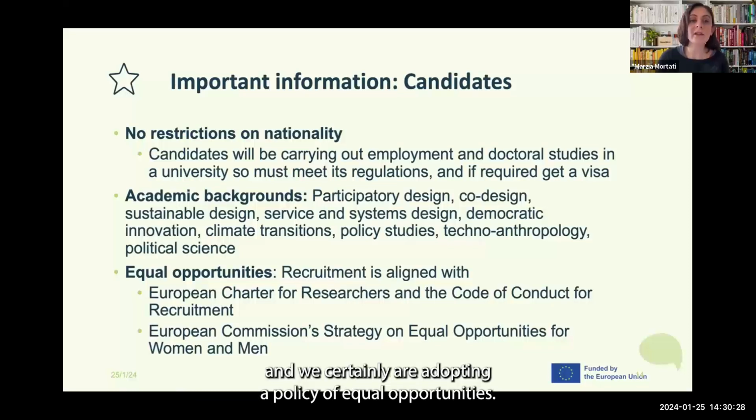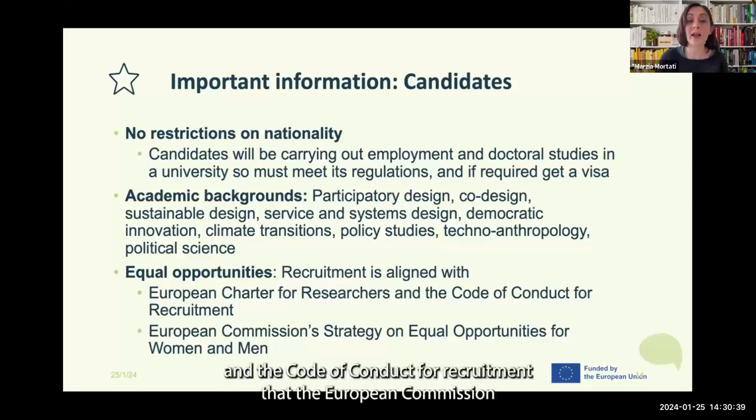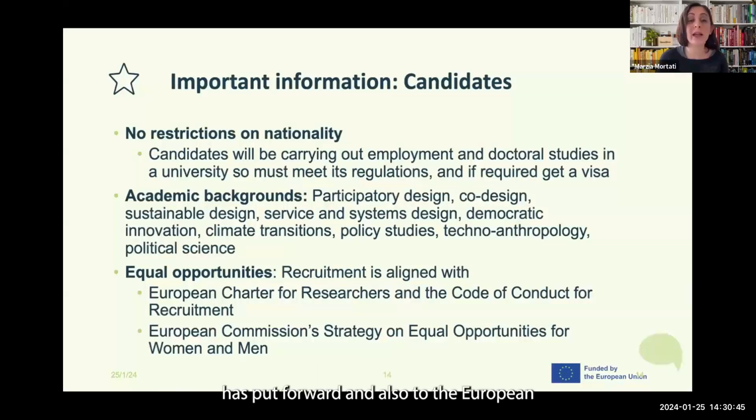And we certainly are adopting a policy of equal opportunities. So we are making sure that our recruitment process strictly aligns with the European Charter for Researchers and the Code of Conduct for Recruitment that the European Commission has put forward, and also to the European Commission strategy on equal opportunities for women and men.